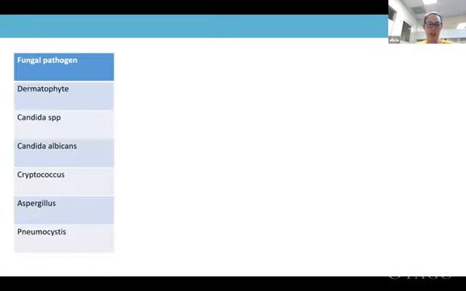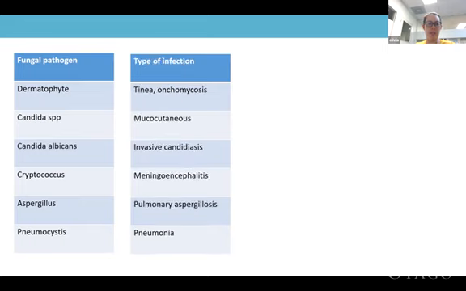All right, now I tried to do this as the last slide to get you guys to fill in the table, but it turned out terribly. So what I was going to do is I had these pathogens down the side, the 6 pathogens we talked about, and then the types of infection that they cause. So dermatophytes typically cause tinea or nail infection. Candida species can cause either mucocutaneous candidiasis or invasive candidiasis. Cryptococcus typically is going to cause meningoencephalitis. Aspergillus typically going to cause a pulmonary infection. And pneumocystis is typically going to cause pneumonia.